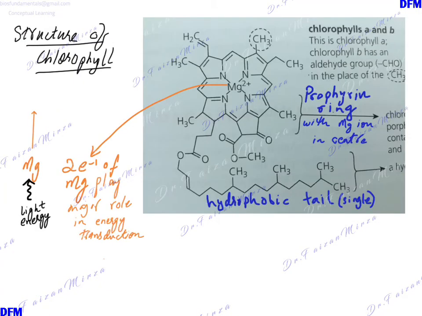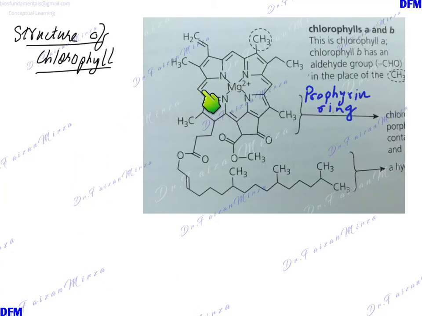Structure of chlorophyll. What exactly is a chlorophyll molecule? You don't need to learn this entire structure, but you need to keep in mind that the chlorophyll molecule has a porphyrin ring. Inside the porphyrin ring, there is a magnesium ion, and this magnesium ion is not always in an ionic form. It has its 2 electrons. And then there's one long hydrophobic tail. We know phospholipids have 2 tails, but chlorophyll has just one hydrophobic tail.